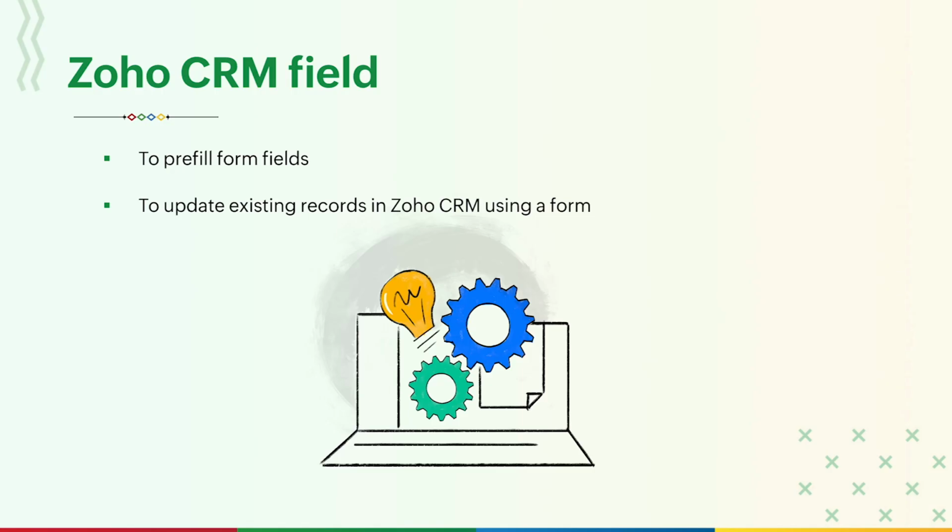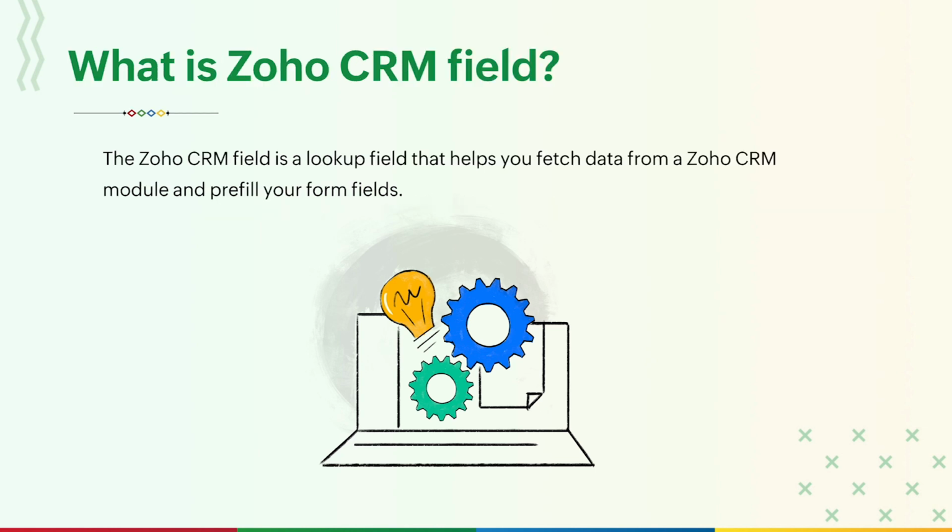So to pre-fill your form fields with data from Zoho CRM or to update the existing data in Zoho CRM using a form, you will have to add the Zoho CRM field to your form. Now, before we get into the details of pre-filling form fields and updating existing records in CRM, we will look at what the Zoho CRM field is and what it does. So Zoho CRM field is a lookup field that is available in your advanced fields section of the form builder, and it helps you fetch the data from a Zoho CRM module and pre-fill your form fields.